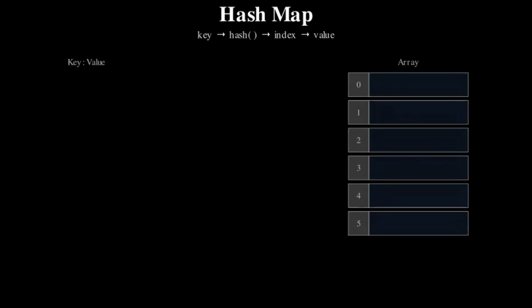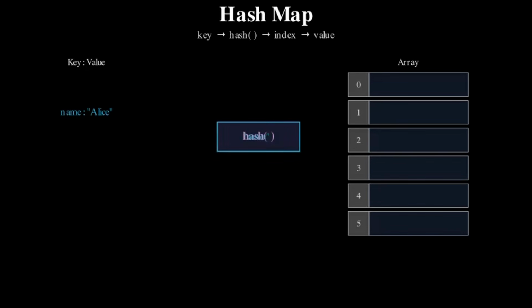The hash map. A hash map is a data structure that stores data as key value pairs, where each unique key is associated with a specific value. It uses a hash function to convert each key into an index in an internal array, which allows data to be stored and retrieved very quickly. This makes operations such as inserting, searching, and deleting elements highly efficient, averaging at constant time.